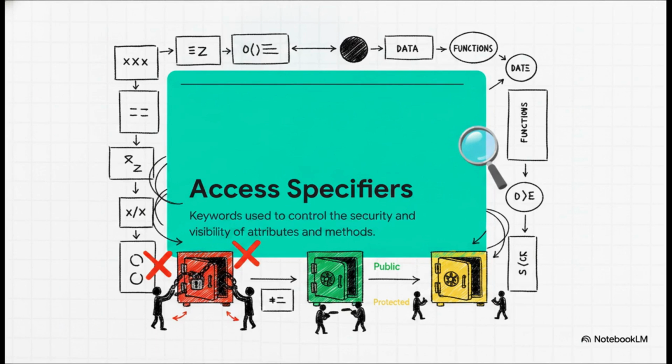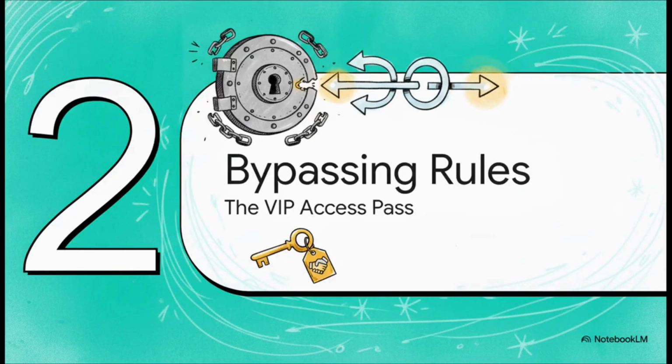Now normally, the absolute golden rule of OOPs is this: if a data member is marked as private, it is completely off limits to the outside world. It's locked in a vault. If you're on the outside, you simply can't get in. But what happens if you really desperately need to get into that vault? That brings us to Section 2, bypassing with friendship.